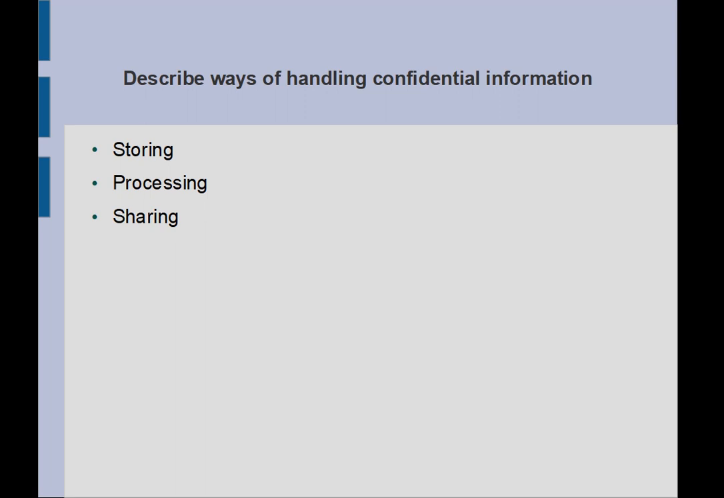Okay, so this will be very similar again. Describe ways of handling confidential information. You might have talked about some of them in the last question, but make sure you cover the storing, processing, and sharing of information. So storing we've already talked about. Processing is how that information is used while you have it.